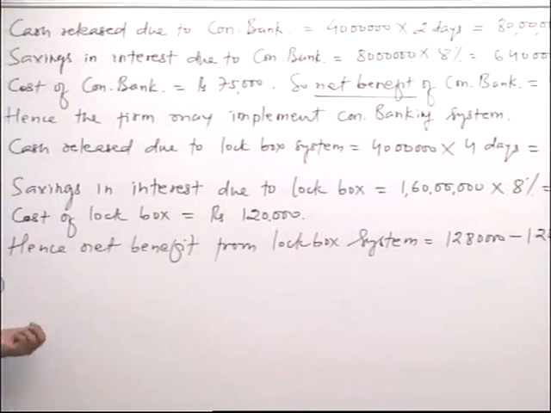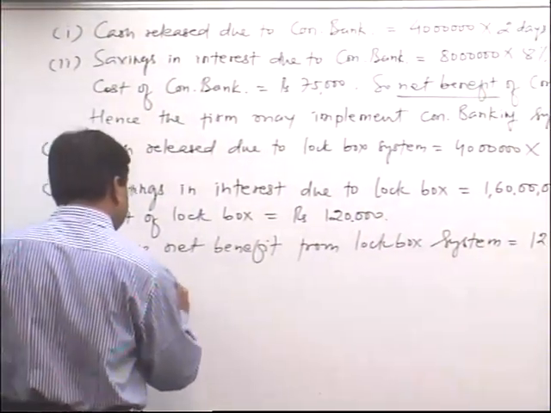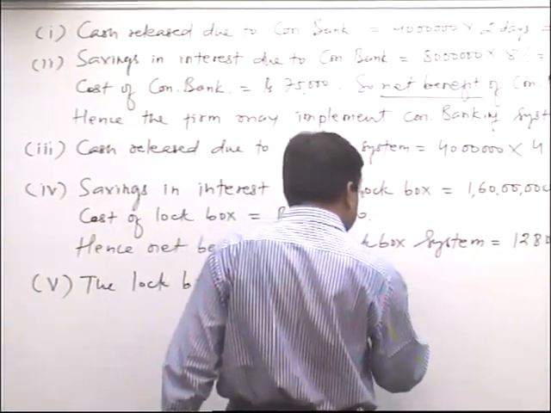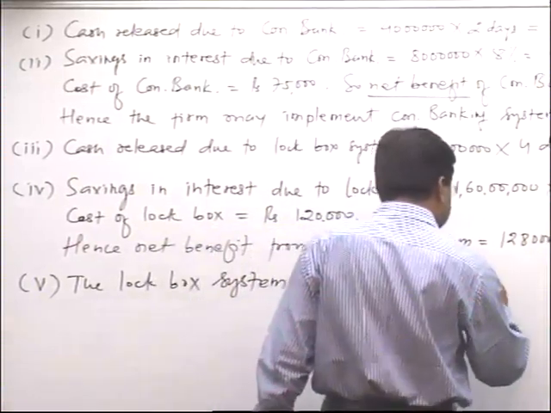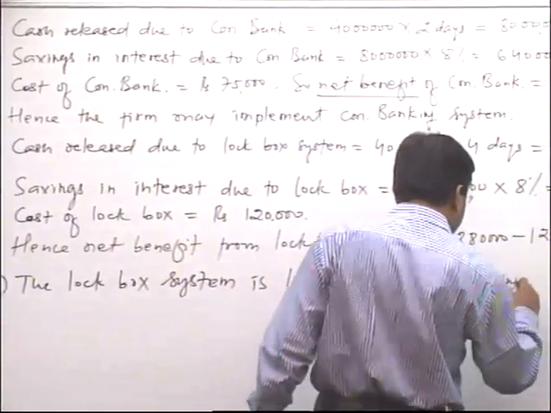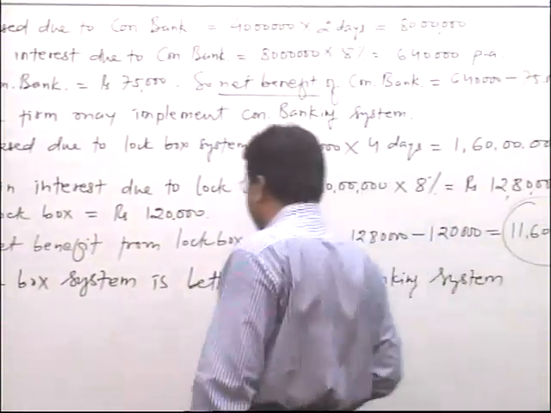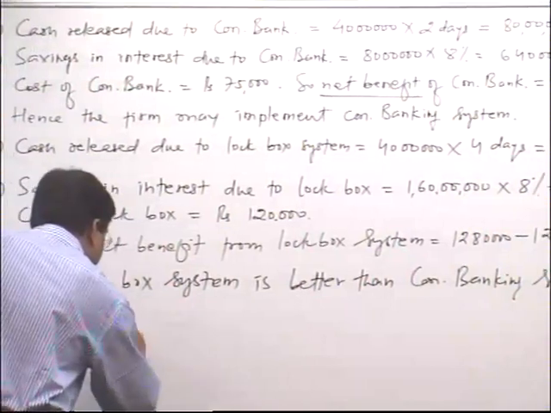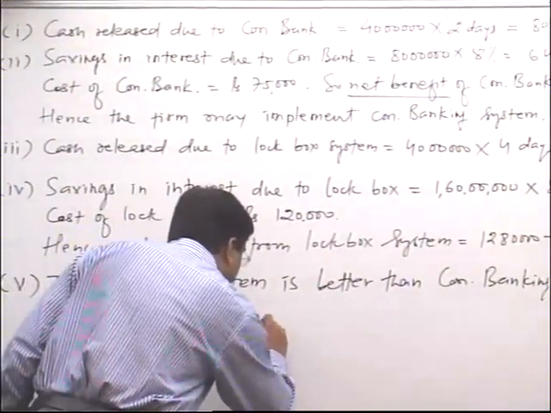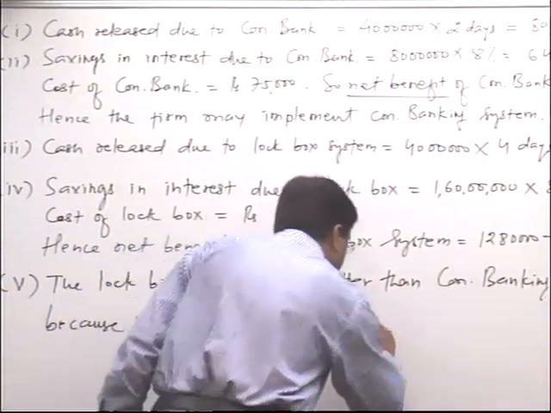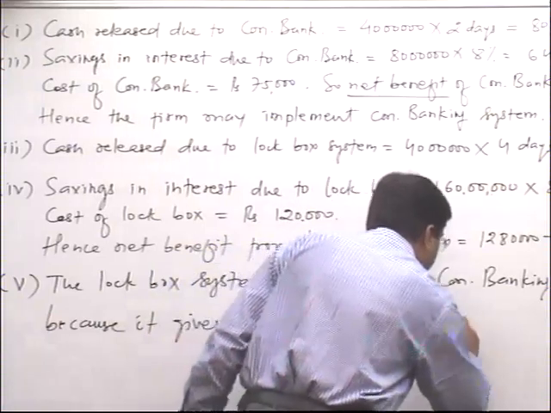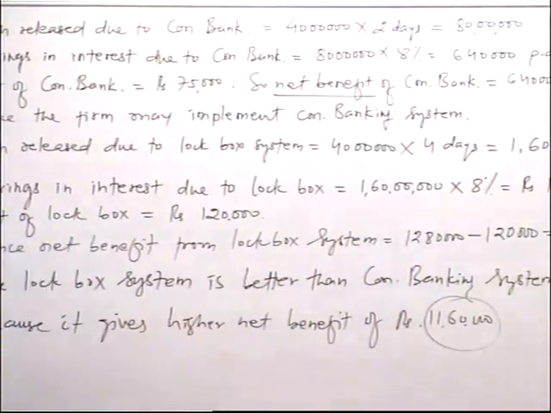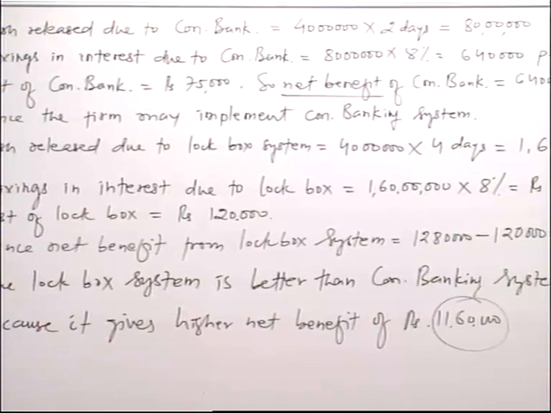So we can conclude that the lockbox system is better than concentration banking system because it gives higher net benefit of rupees 11,60,000.